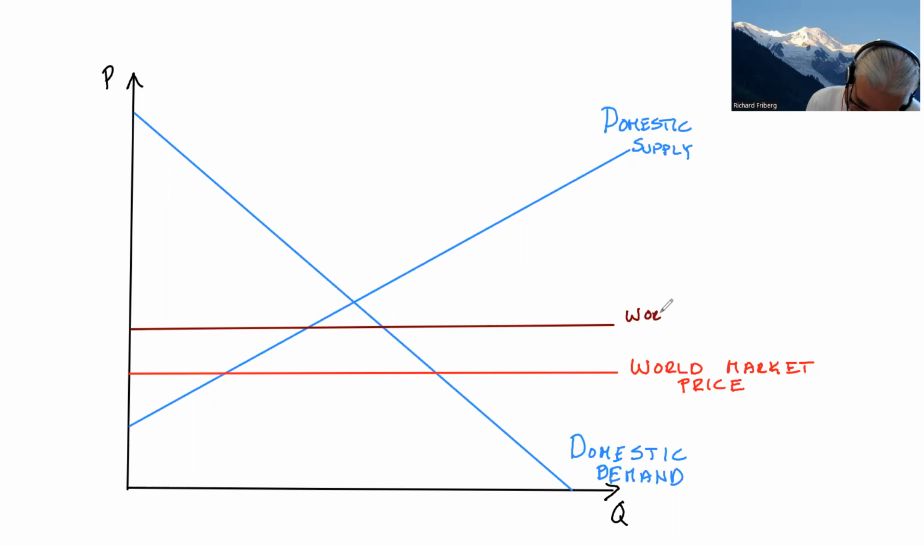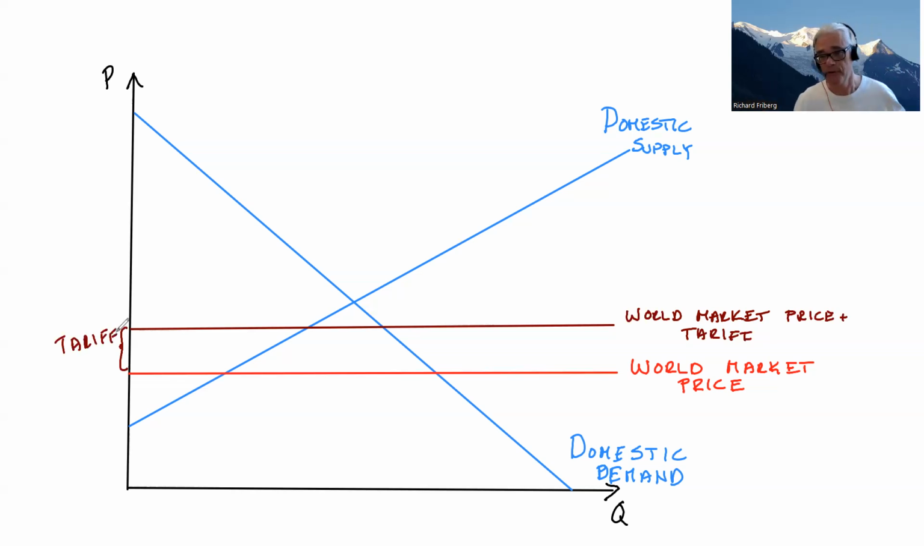Okay, so this is world market price plus the tariff. So the difference between these is the tariff. So the tariff in euros, dollars, rupees, whatever, that you're paying per unit.